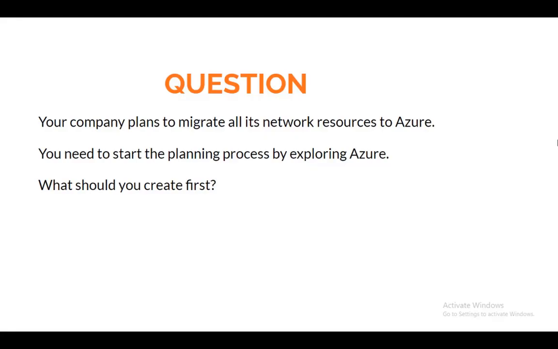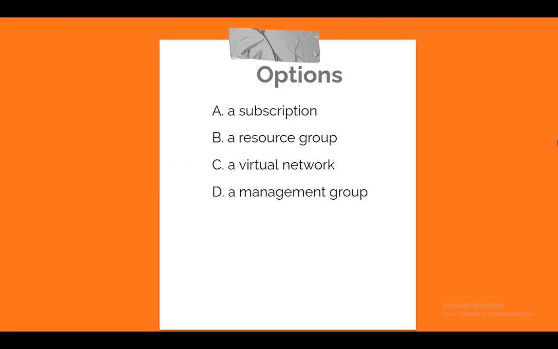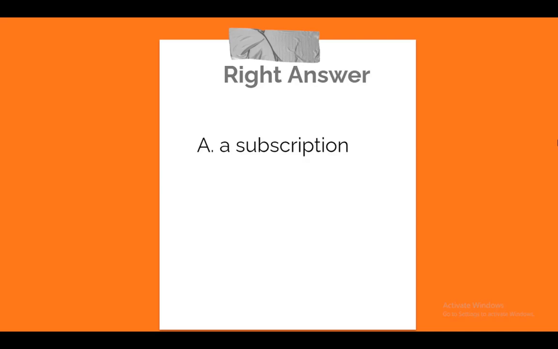Next question. Your company plans to migrate all its network resources to Azure. You need to start the planning process by exploring Azure. What should you create first? And here are the options. Option A, subscription. Option B, a resource group. Option C, a virtual network. Option D, a management group. And the correct answer is option A, a subscription.